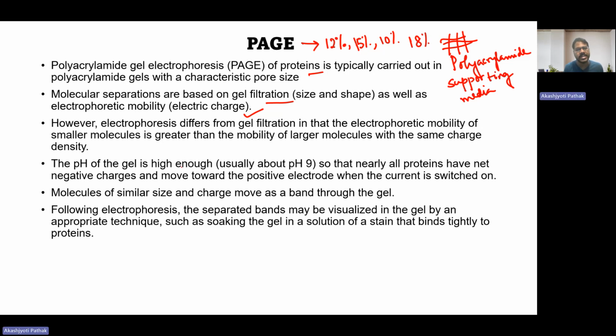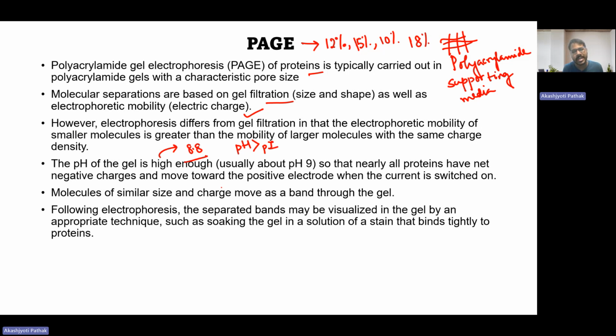Now the pH of the gel is high enough so that nearly all the proteins have net negative charge and move towards the positive electrode when the current is switched on. So we will learn about the stacking gel and the resolving gel. The resolving gel has a pH of about 8.8. At pH 8.8, most of your protein will have negative charge, because your pH is greater than the pI. So that is why your protein will have negative charge.